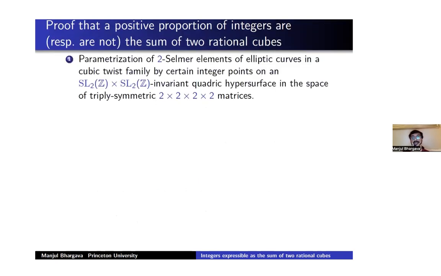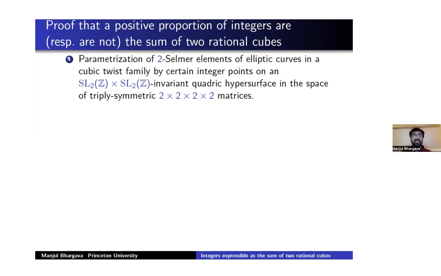So the steps of the proof are as follows. To prove that a positive proportion of integers are, respectively, are not the sum of two rational cubes, first, we develop a parametrization of 2-Selmer elements of elliptic curves in a cubic twist family by certain integer points on a G-invariant quadric hypersurface in the space of triply symmetric 2 by 2 by 2 by 2 matrices. Okay, so 2 by 2 by 2 by 2 matrices are just these four-dimensional 2 by 2 by 2 by 2 matrices, with entries in your base field, or we're going to eventually take the entries to be in Z.